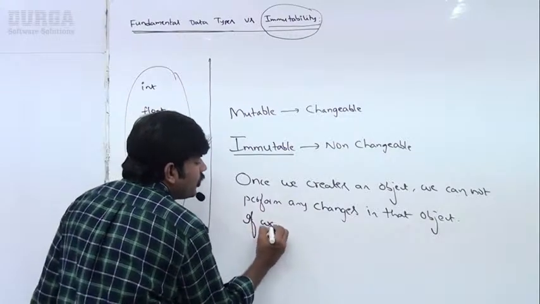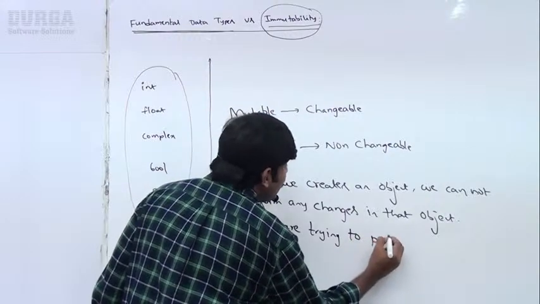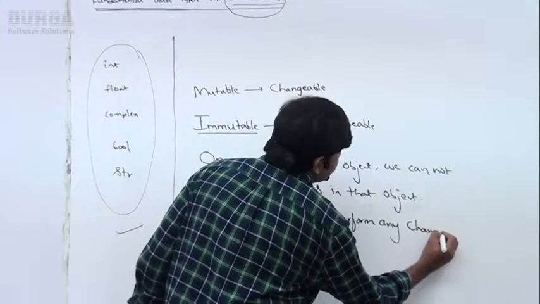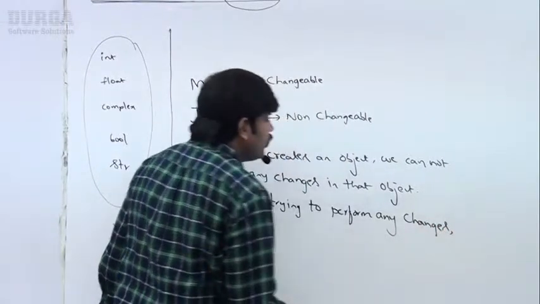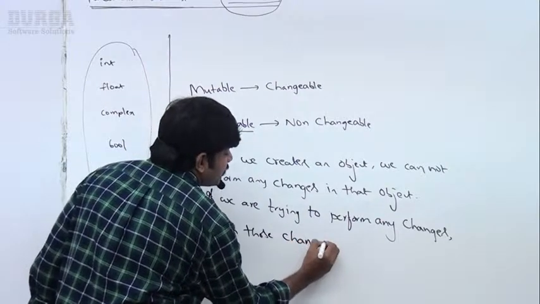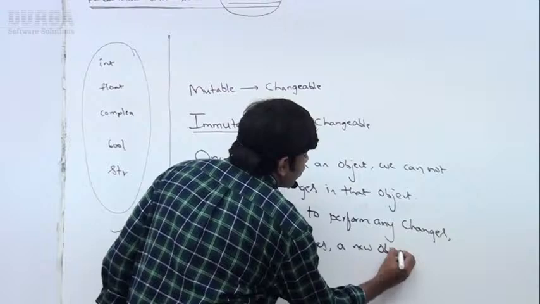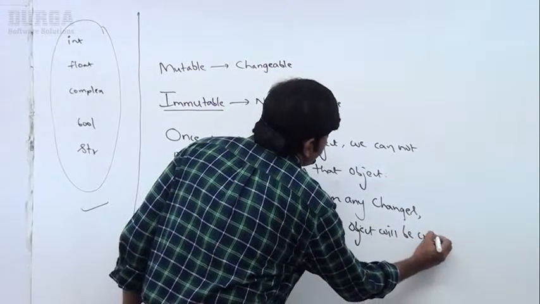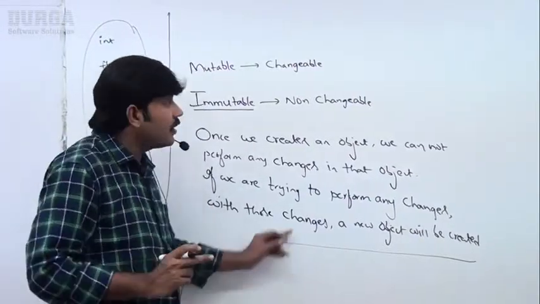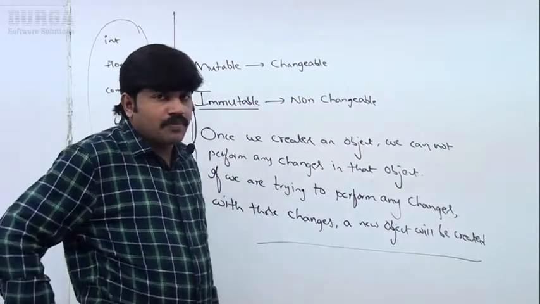If we are trying to perform any changes, with those changes a new object will be created. With those changes a new object will be created, right? This non-changeable nature is nothing but the immutability concept. So what is the meaning of immutable?